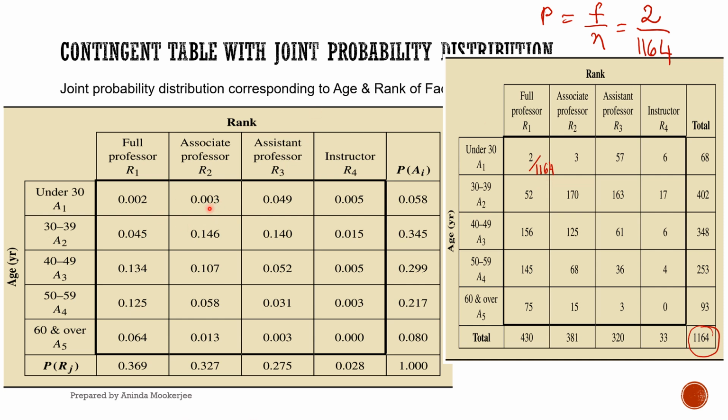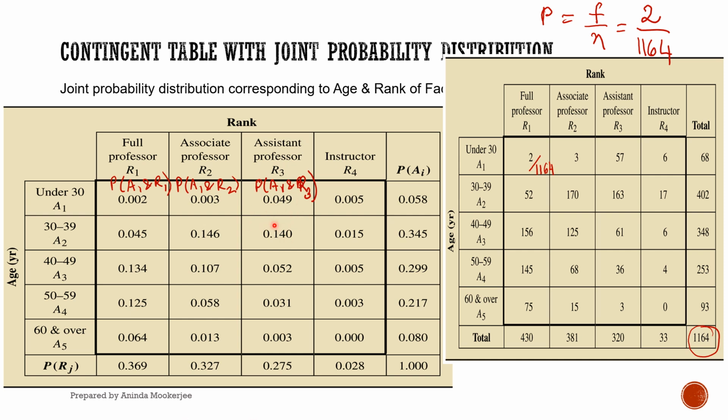The probability of finding somebody under the age of 30 who's an associate professor, that means A1. Again, let's use the notations that have been given to us. This is the second one, the probability of A1 and R2. The first one was the probability of A1 and R1. Then it's A1 and R3. So that's how it's going to go. We can also use the notation of the events to represent these probabilities.